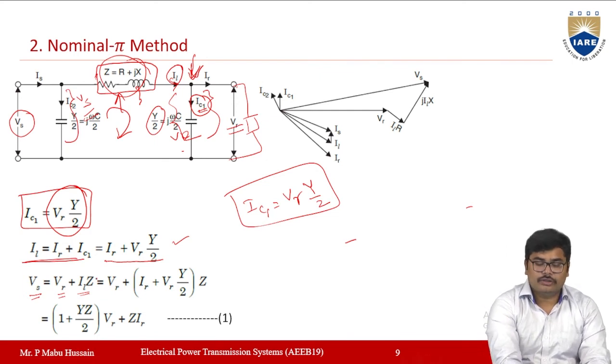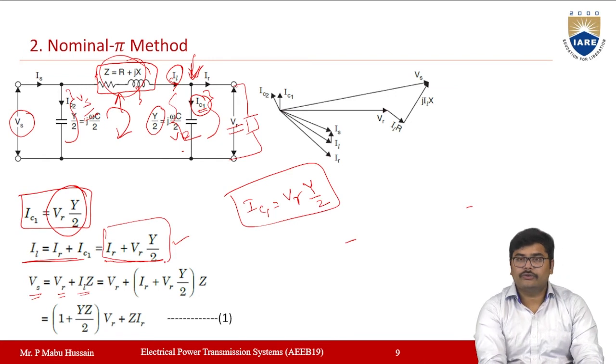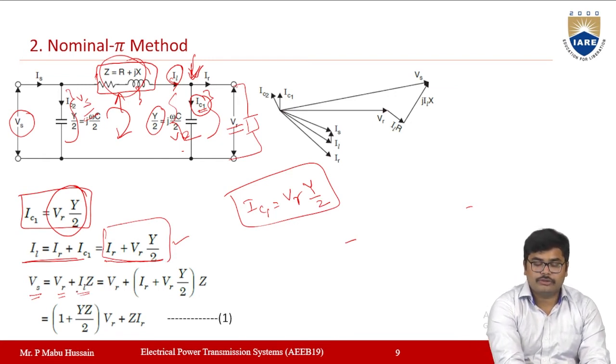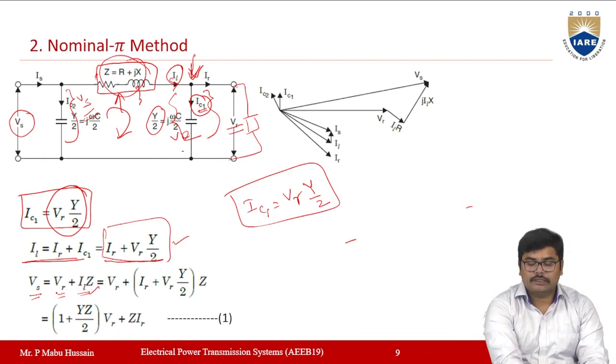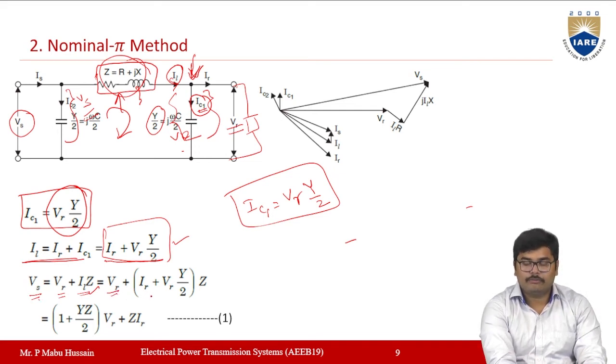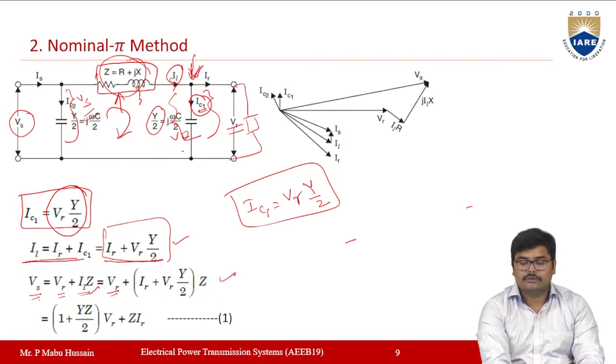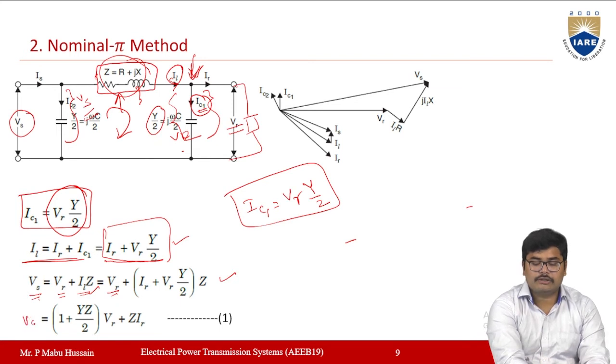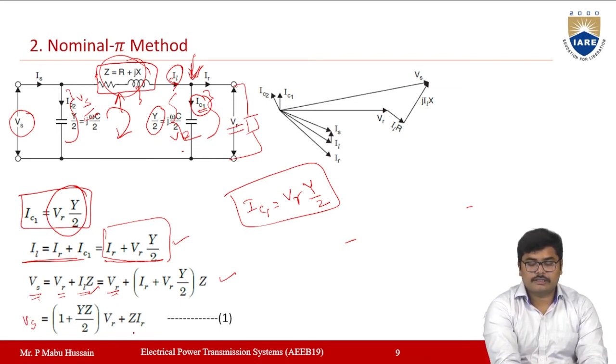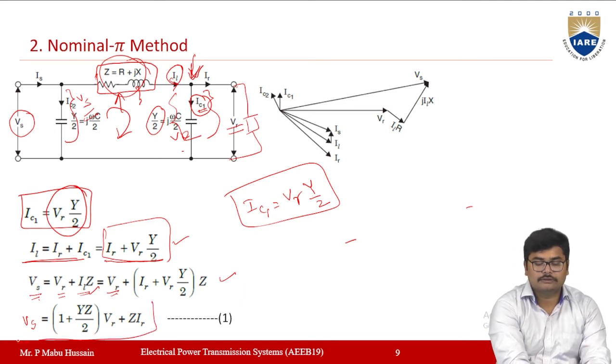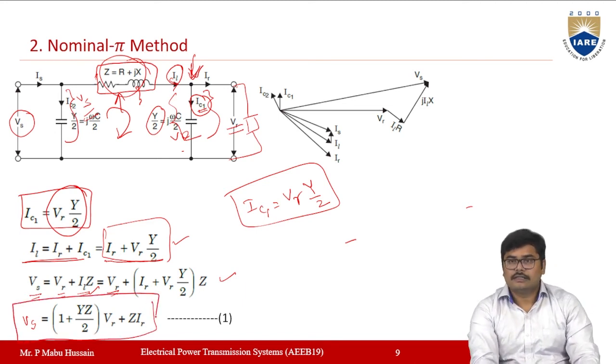You know the value of IL, which is IR plus VR into Y by 2, so you can substitute it here. Then Vs is equal to VR plus (IR plus VR Y by 2) into Z. Once you separate VR and IR, the final equation for Vs is Vs equal to (1 plus YZ by 2) into VR plus Z into IR. This is the sending end voltage.